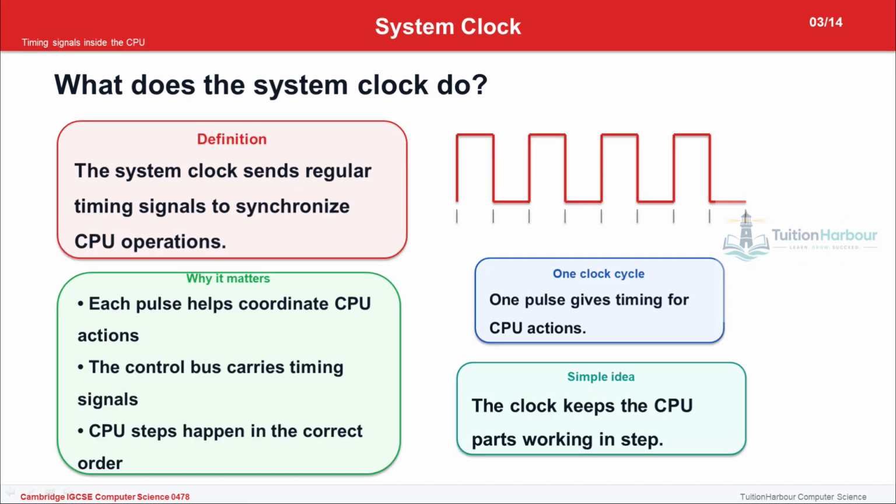System clock. The system clock sends regular timing signals inside the CPU. These signals keep the CPU components synchronized, so instructions and data are processed in the correct order.